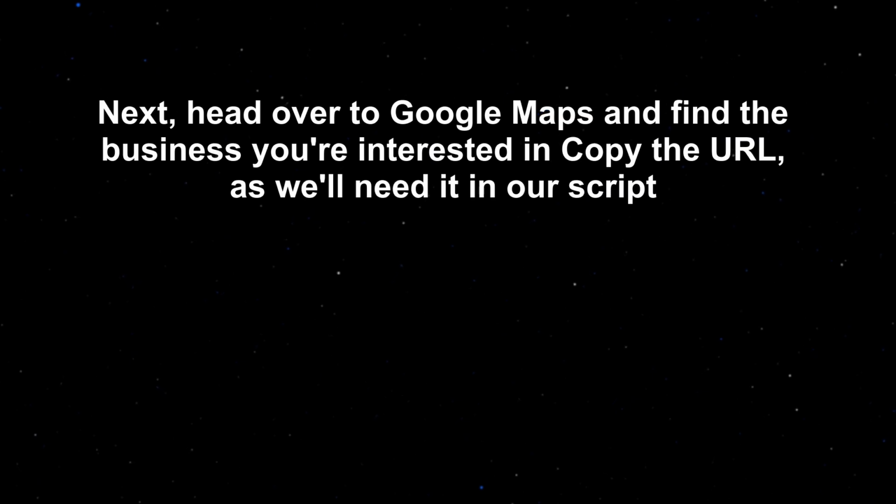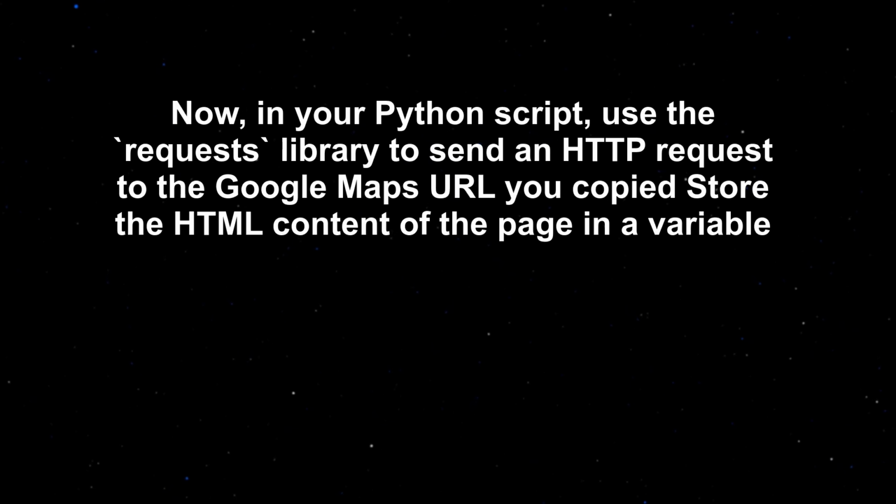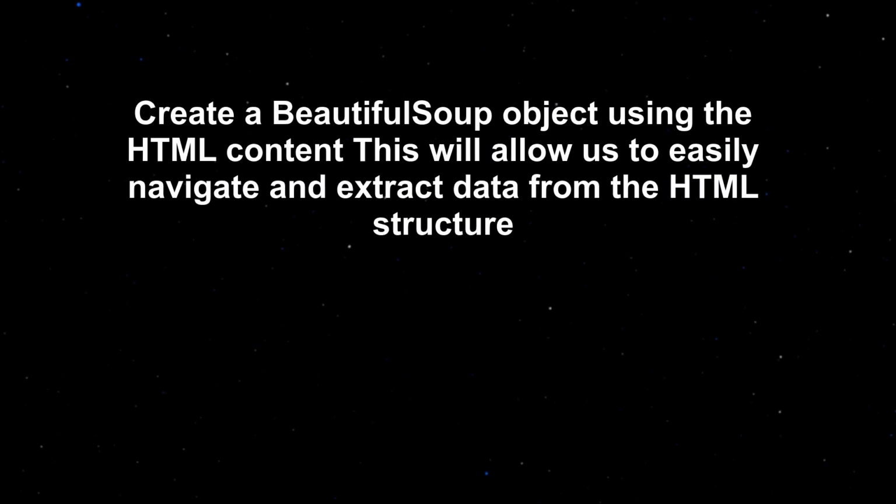Next, head over to Google Maps and find the business you're interested in. Copy the URL, as we'll need it in our script. Now, in your Python script, use the requests library to send an HTTP request to the Google Maps URL you copied. Store the HTML content of the page in a variable. Create a BeautifulSoup object using the HTML content. This will allow us to easily navigate and extract data from the HTML structure.